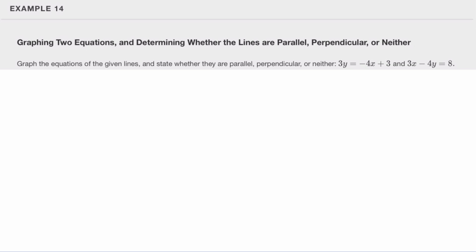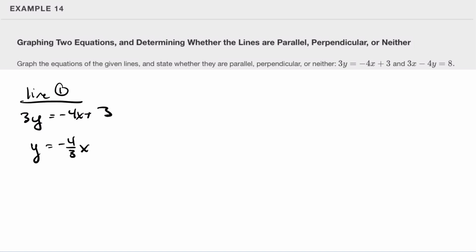Let me start by finding the slope, right? So line 1, we have this 3y equals negative 4x plus 3. If we solve for y, we divide both sides by 3, so that's going to be y equals negative 4 by 3 x plus 1.